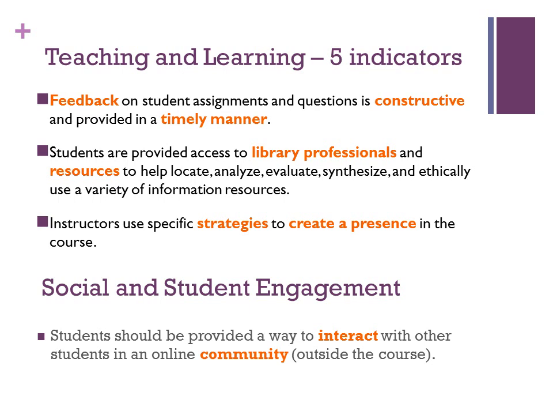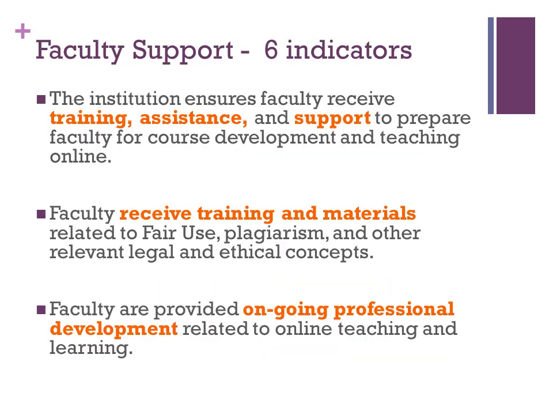In the social and student engagement category, there's only one indicator, student interaction in an online community, but it has to be outside the course, like a Facebook group for online students or a separate discussion area or an online commons for them to hang out and interact outside the course.